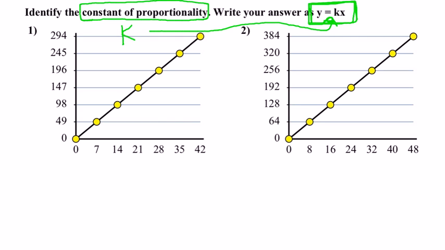Easy enough. We are given a graph though, and how do we figure this out? We don't have a table anymore. It's not telling us any information. We literally just have a graph. So it says identify the constant of proportionality. We can do that, guys, by looking at any of these points here that they've got colored in yellow.